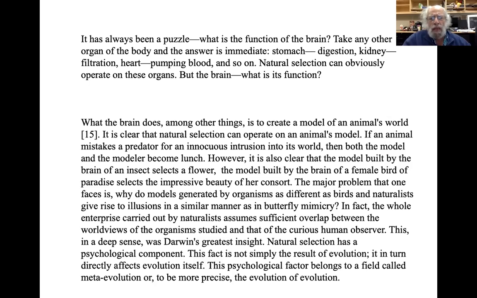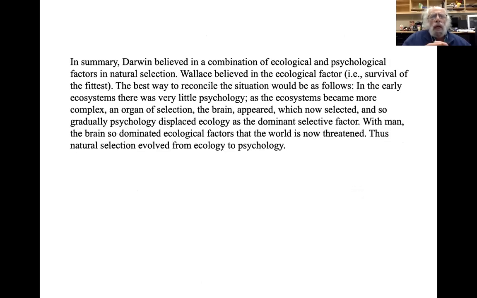Natural selection has a psychological component. This fact is not simply the result of evolution, it in turn directly affects evolution itself. This psychological factor belongs to a field called meta-evolution, or to be more precise, the evolution of evolution. In summary, Darwin believed in a combination of ecological and psychological factors in natural selection. Wallace believed in the ecological factor, survival of the fittest.